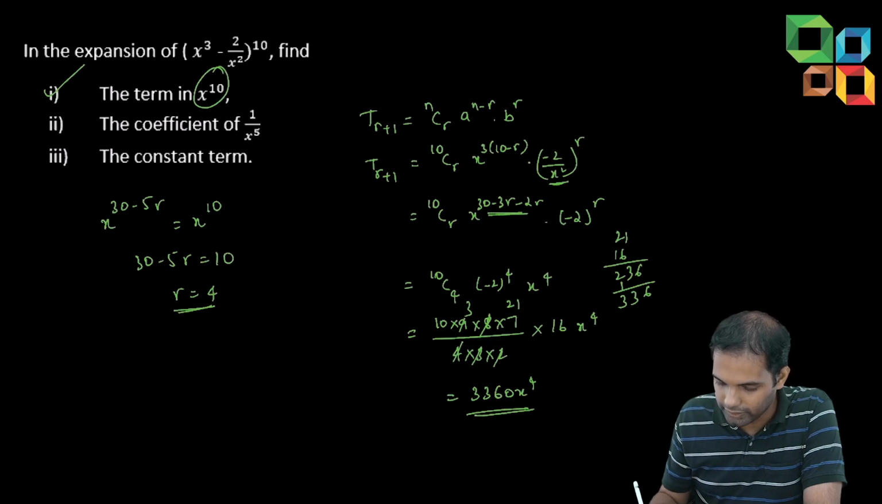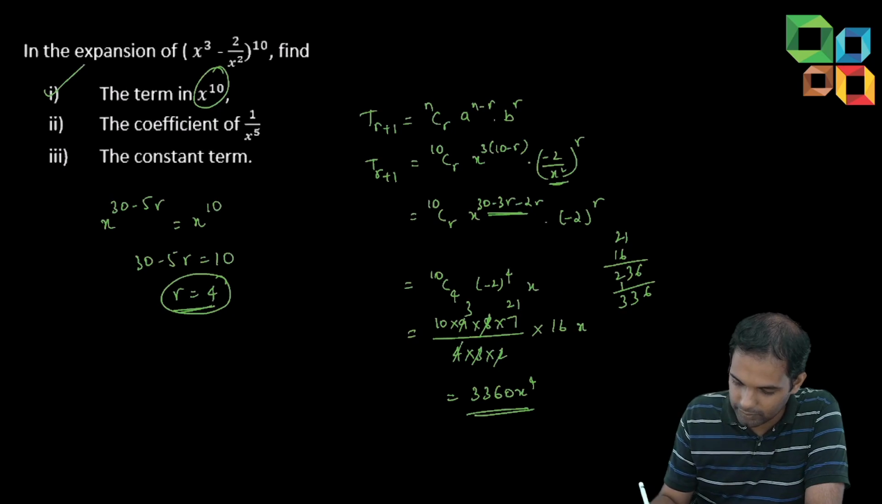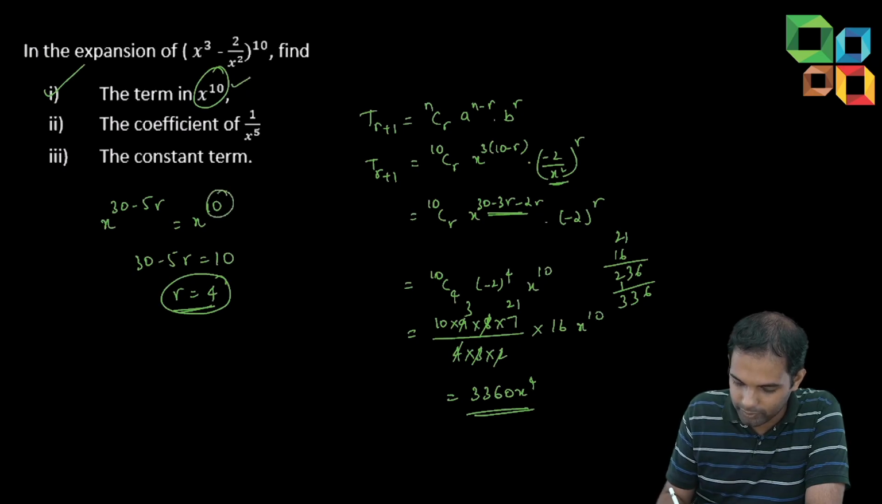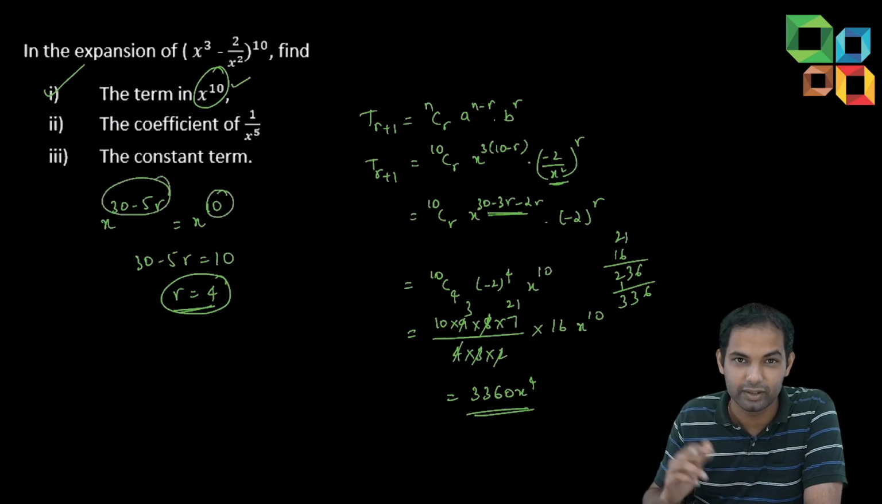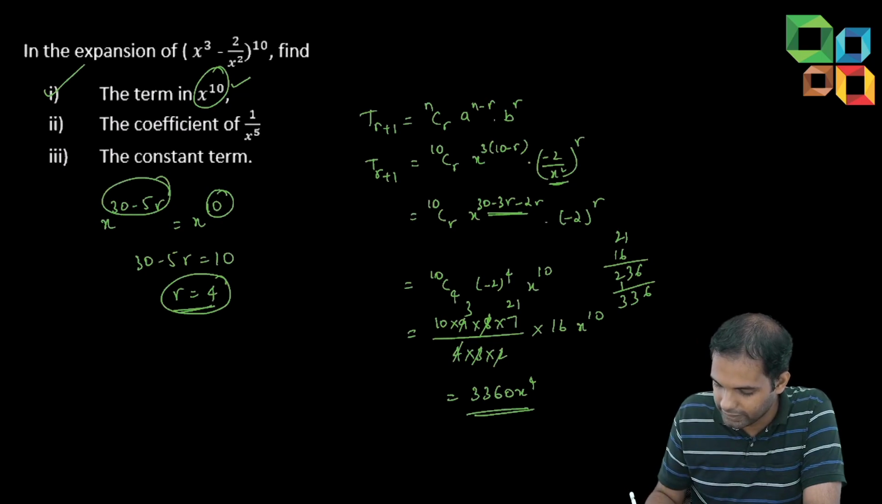Sorry, I've written x power 4 here. What we got is r equal to 4, not x power 4. Just to make this correction, this is nothing but x power 10. What we did is we equated to x power 10 only. While writing down, I just wrote x power r. It's not x power r. It's x power 3 into 10 minus 4.